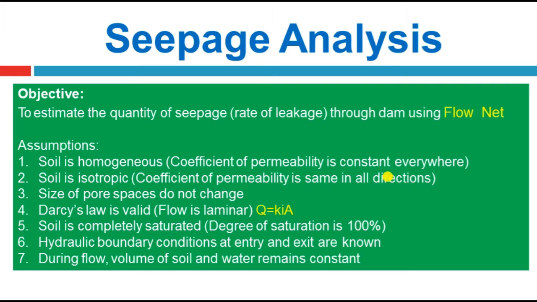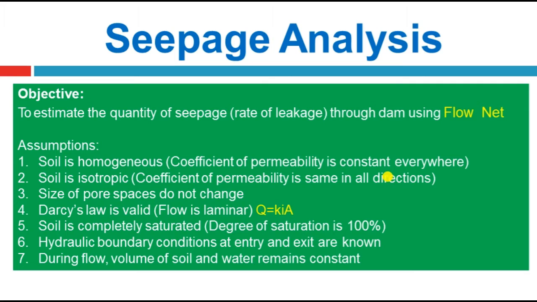But when we are using the flow net concept, there are some assumptions, like the soil is homogeneous. Homogeneous means the coefficient of permeability is constant everywhere. But in practical cases, this is not possible. There may be differences like cracks, fractures, and voids present beneath the foundation. Soil is isotropic, meaning the coefficient of permeability is the same in all directions. In the case of fractured rock, it is not possible to achieve this condition, but these are the assumptions we have to follow. The size of pore space does not change.